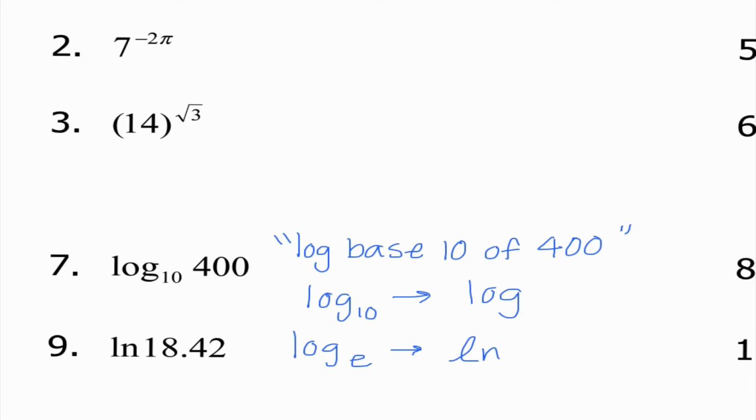Okay, so just to clarify, we read this as log base 10 of 400. Log base 10 is just log, and log base e is ln. Log base 10, common logarithm. Log base e, or ln, is our natural logarithm.